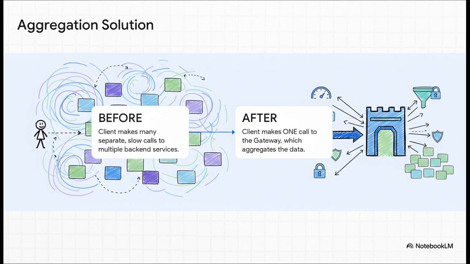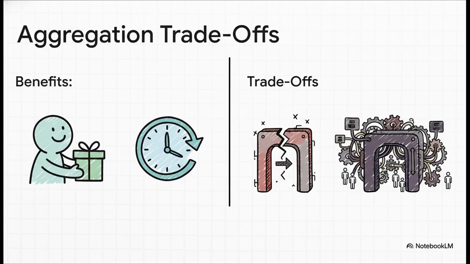Problem solved. But of course, this kind of power comes with some trade-offs. It's not a free lunch. Yes, your performance gets a massive boost, and the client code becomes way simpler, but now your gateway is more complex. It's also become a potential single point of failure, and if you're not careful, you can start cramming so much business logic into it that you accidentally create a brand new monolith, what we call the dreaded God Gateway anti-pattern.